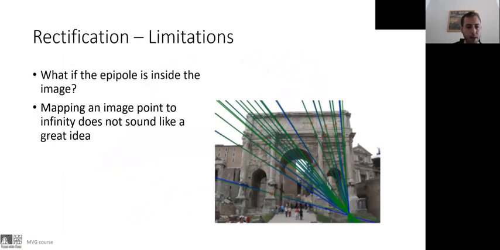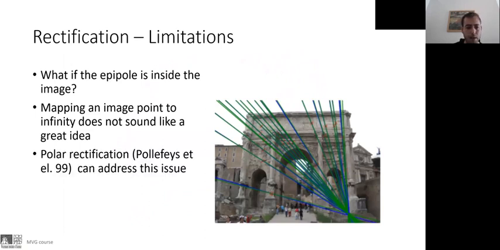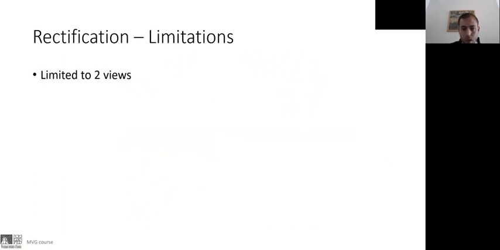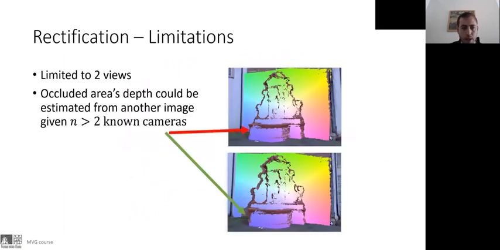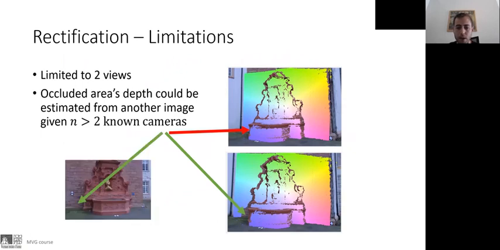So let's skip it. It just shows some limitations, and there are methods that can solve the cases where the epipole is inside the image, and we don't want to map image points to infinity. Also, the limitation here is that we cannot reconstruct occluded points, and that's why we want to use more images if we have them, and that's what we will talk about next week.